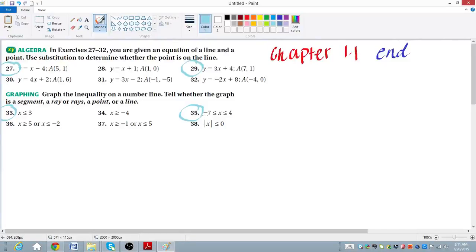So for these problems right here, I'm just gonna do number 27, 29, 33, and 35, and the rest is for you to do. Let's start with number 27.